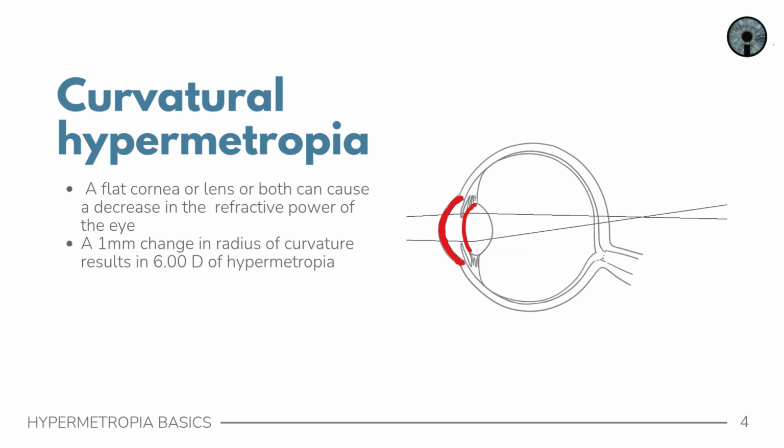Now let's look at the next and most important parameter, the cornea, which contributes 40 to 45 diopters of refractive power of a normal eye. Now let's imagine a situation where the cornea is relatively flat. This causes a gross decrease in the convergence power of the eye. A 1 millimeter change in the radius of curvature results in approximately 6 diopters of hypermetropia. So any disease that causes flattening of the cornea leads to what is known as curvatural or curvature hypermetropia.